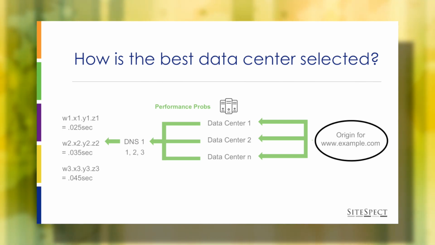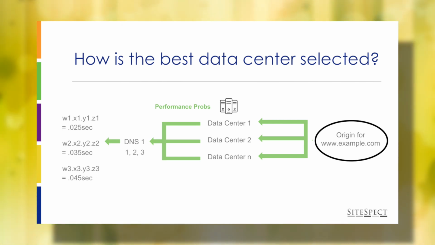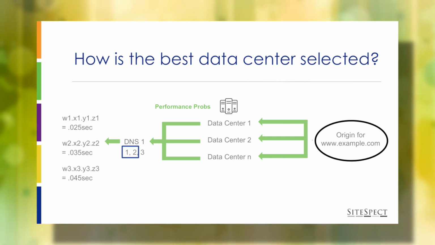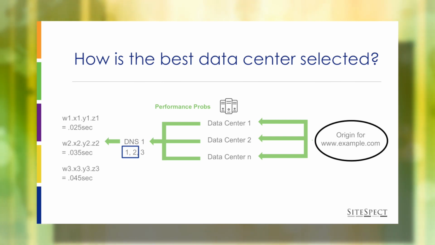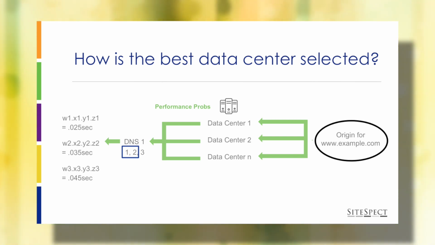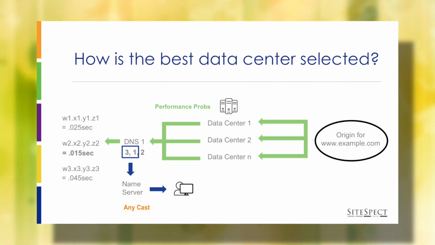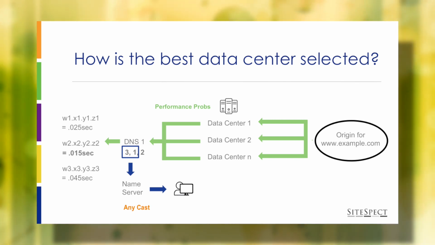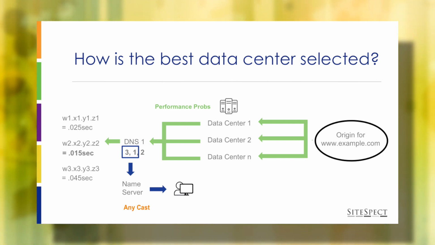The DNS system then orders the IP addresses from fastest to slowest. Lastly, the DNS system only responds with the top 2 performing IP addresses. If on the next series of probes the measurements change, the order will change as well. Using this method, your PC will always get the best performing entry point into the SiteSpect cloud. This method of managing DNS is called Anycast.